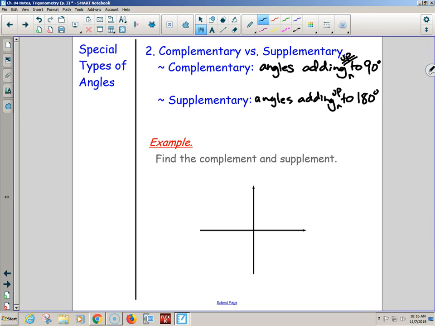Hold on, we're in radians. So instead of 90, we could also think pi over 2, and instead of 180, we go to pi.